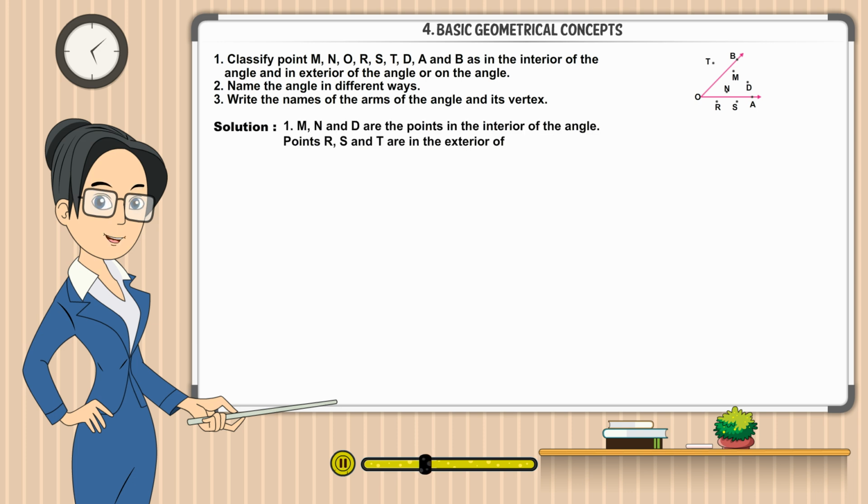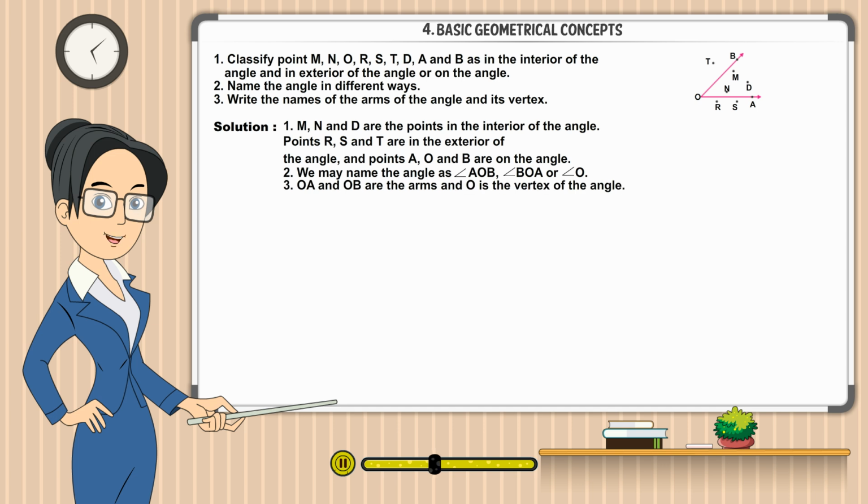Solution. M, N and D are the points in the interior of the angle. Points R, S and T are in the exterior of the angle. And points A, O and B are on the angle. We may name the angle as angle AOB, angle BOA, or angle O. OA and OB are the arms and O is the vertex of the angle. Remember, whenever two rays have a common endpoint, we get an angle.